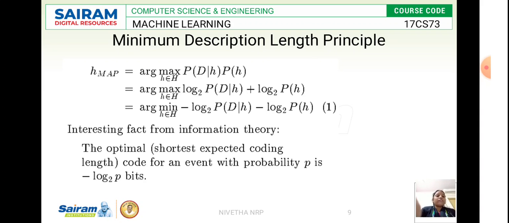We have derived this from information theory, and we do this for selecting the shortest coding length. Why do we do this? Since it is the minimum description length principle, we need to choose the shortest coding length. With the minimum length, you will be able to obtain your maximum posterior hypothesis.